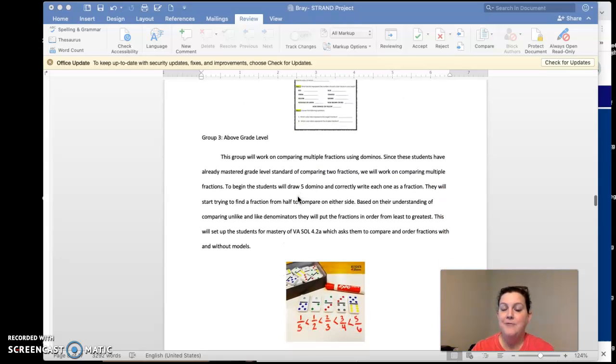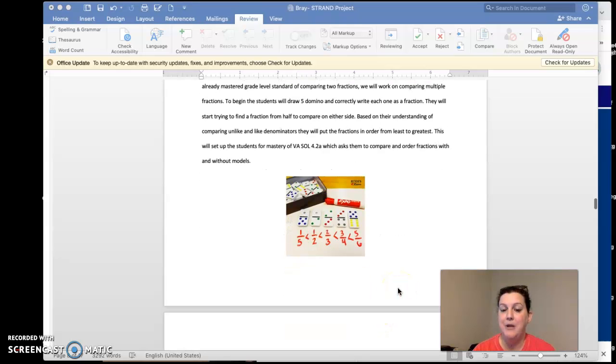And then for above grade levels, we're going to actually start pushing them towards Virginia SOL Standard 4.2, dealing with fractions, which is where they have to order the fractions. So they'll start with dominoes, pulling out 5 dominoes and naming the fractions. And then we'll start comparing them 2 at a time in order to get them to the point where they can line them up in a row and see the order from smallest to greatest of those dominoes and those fractions.